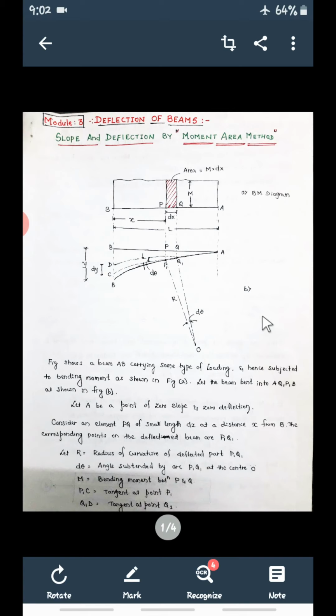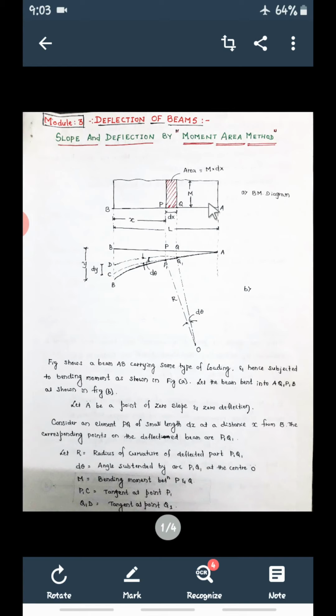Now let us consider this sketch, and figure A shows the bending moment diagram. Let us take a general load. This is the beam subjected to load. The figure shows a beam AB carrying some type of general loading, and hence subjected to bending moment. Since the load is there, it is going to deflect, and because of this deflection, bending moment will be there. This is the bending moment diagram as shown in the figure.